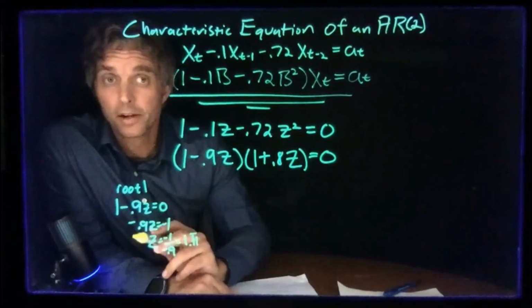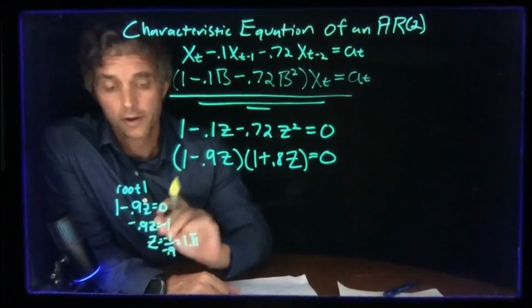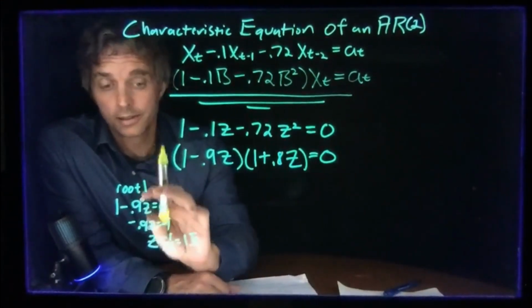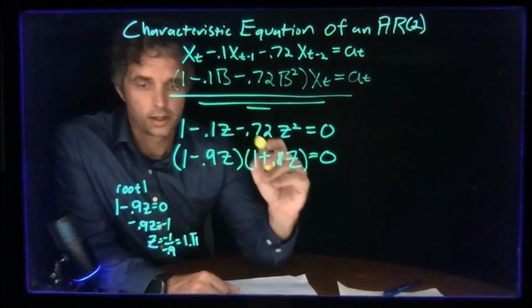And we see that that is bigger than 1 in absolute value. It is outside what we'll call the unit circle. We'll define that more here shortly. But this one is a stationary factor. This factor is associated with stationary behavior. So let's look at root 2.